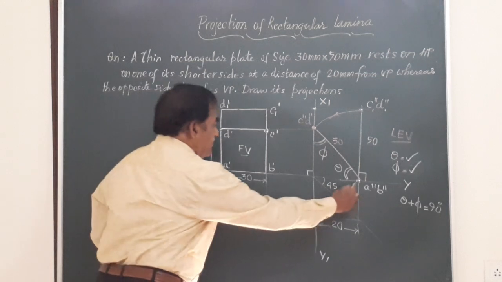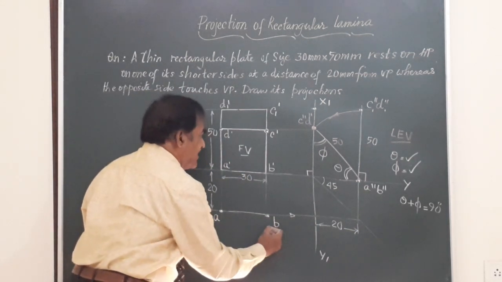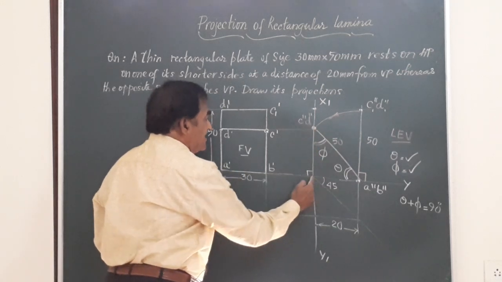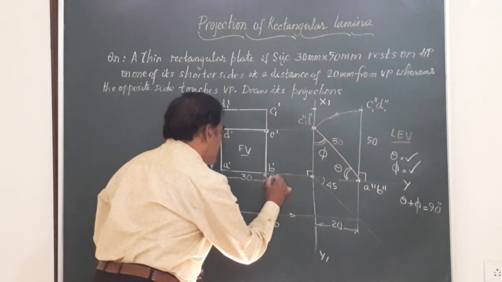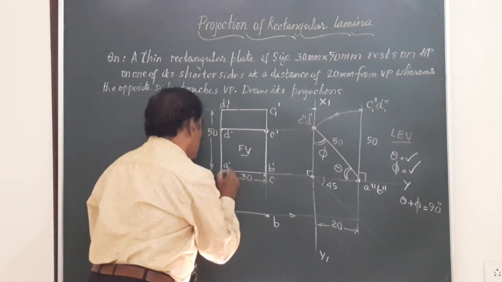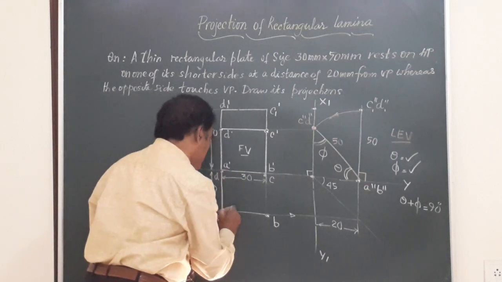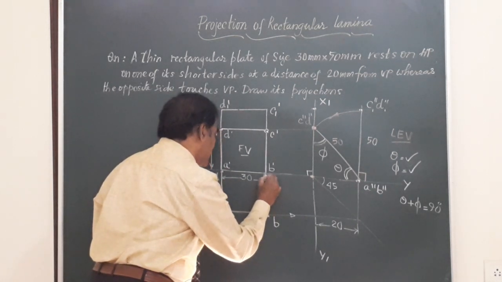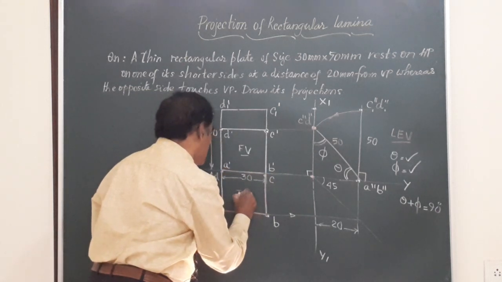Friends, you have the shorter edge AB. So you have got this A and B already. This CD is touching here. So you will get this point as C, and this point is going to be D. So I got all the four corners, and this figure ABCD will represent the top view. I will say here the top view.